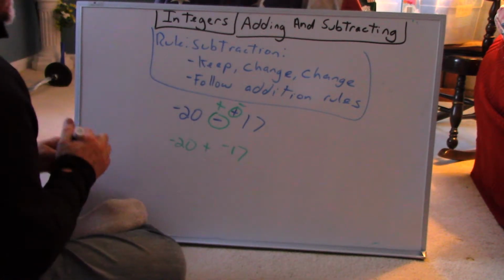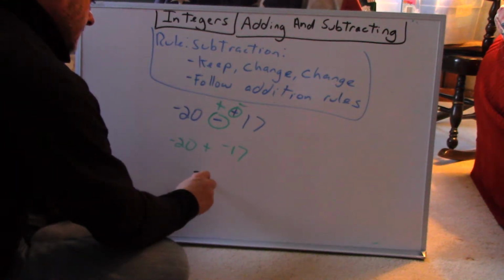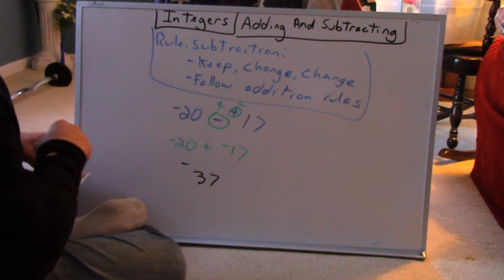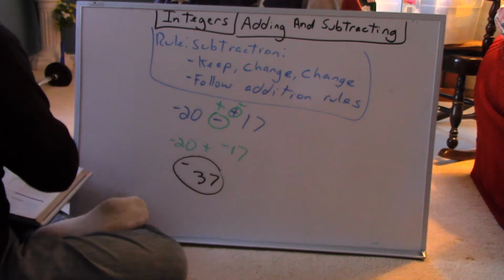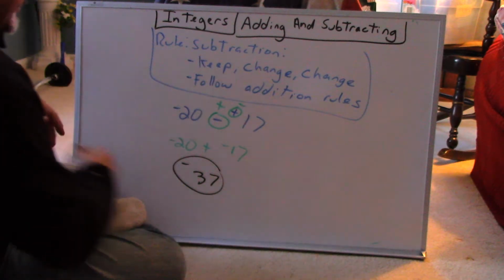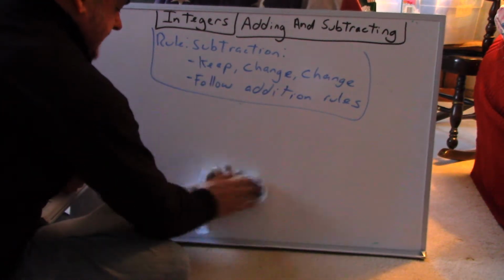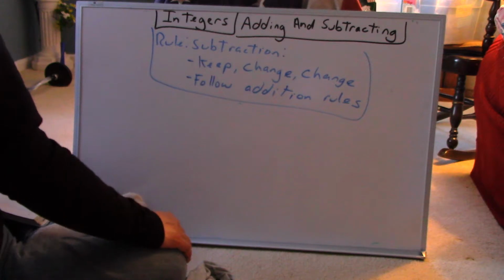20 plus 17 is 37. And it's negative 37. That's it. Negative 37. You're in business. Not bad. Alright, I hope I'm not going too fast. Let me do it again.